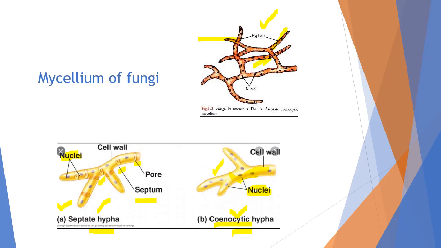But in the cenocytic hyphae, what we can see, there is no septum. So since there is no septum, it is a condition called multinucleate. I think it's clear.